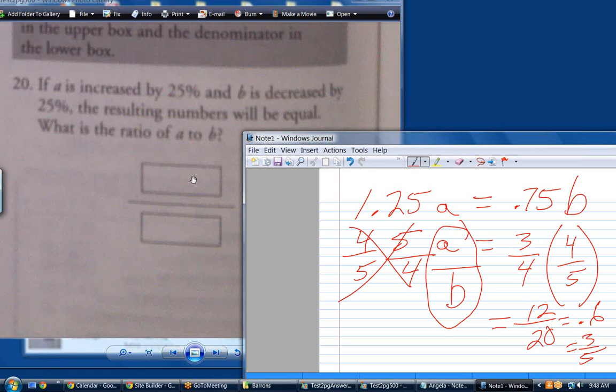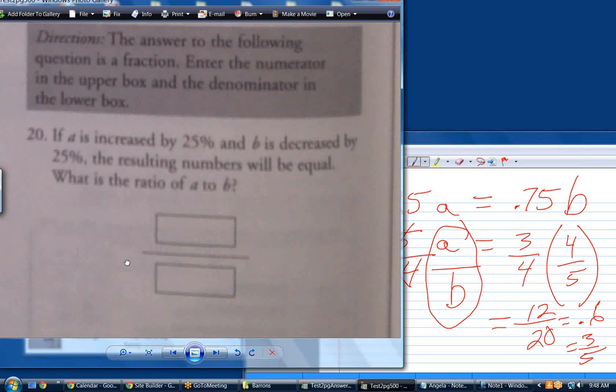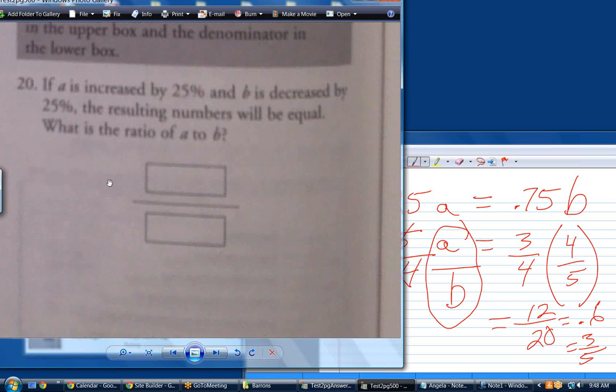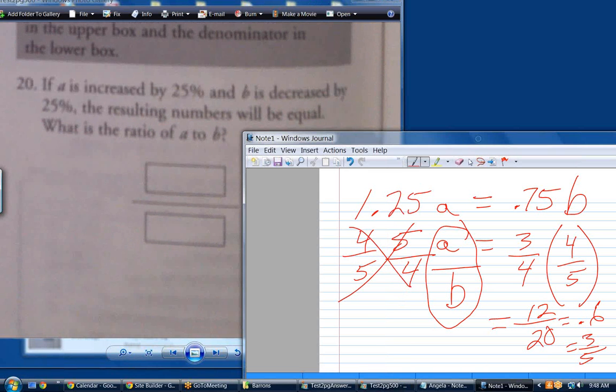I wonder what they do if you put 0.6 right here. I'm pretty sure they'd give it wrong. Yeah, I kind of think so also. Because the instructions say, enter the numerator in the upper box and the denominator. They want the answer as a fraction. Okay, so probably from the beginning, instead of using decimals, we should have used fractions, I guess.